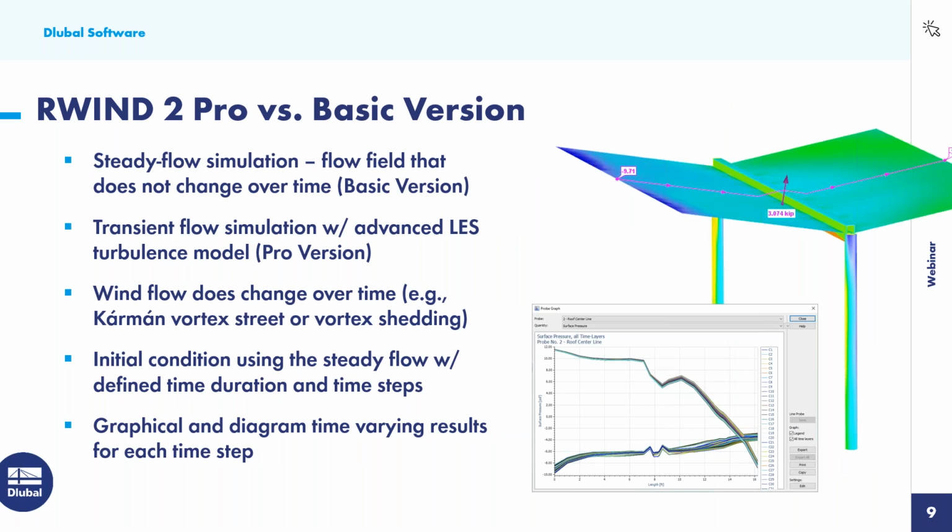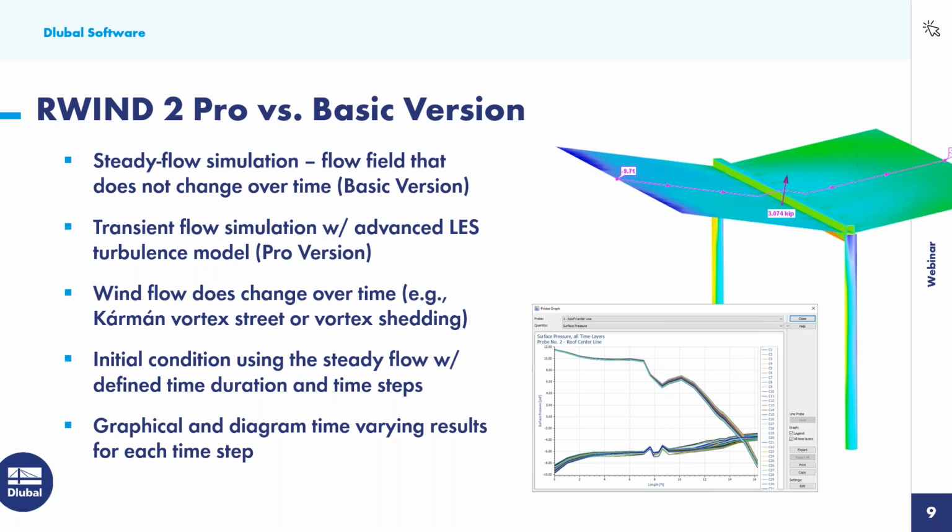So with this new version, RWIND2, we have introduced the Pro versus Basic version. So in our first release of RWIND, we offered the steady flow simulation. This is essentially a flow field that does not change over time. So we're kind of taking a snapshot of that wind on the structure to determine the pressures and the pressure coefficients. And this is still available with the Basic version.